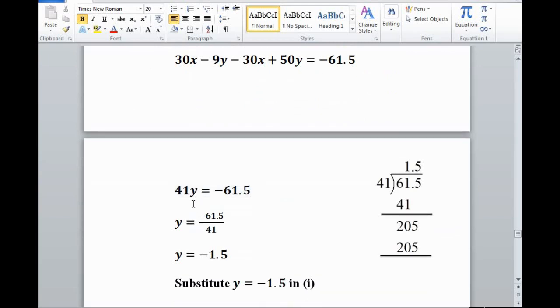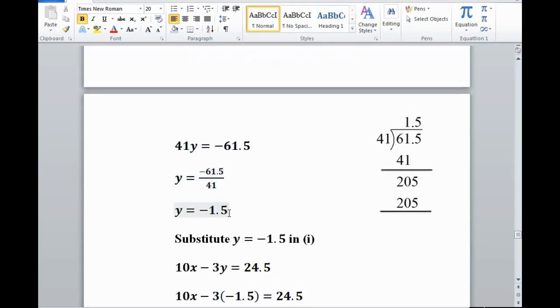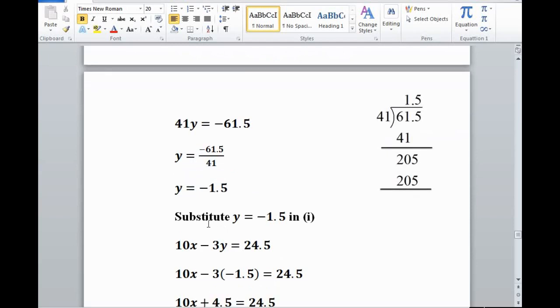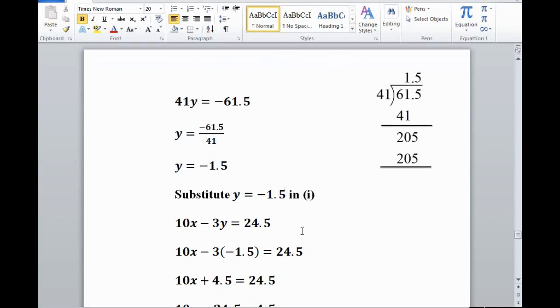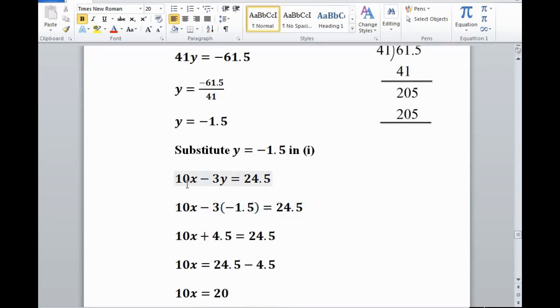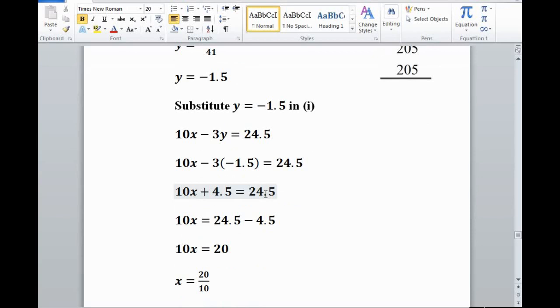To find y, I'll take this 41 from left to the right side, so this equation becomes negative 61.5 upon 41. If you divide 61.5 by 41, we get 1.5, negative 1.5. So I'm going to substitute this value of y in equation 1 to find the value of x. First I will write equation 1, which is 10x minus 3y equals 24.5. And now I'm going to substitute y equals minus 1.5 in this equation.